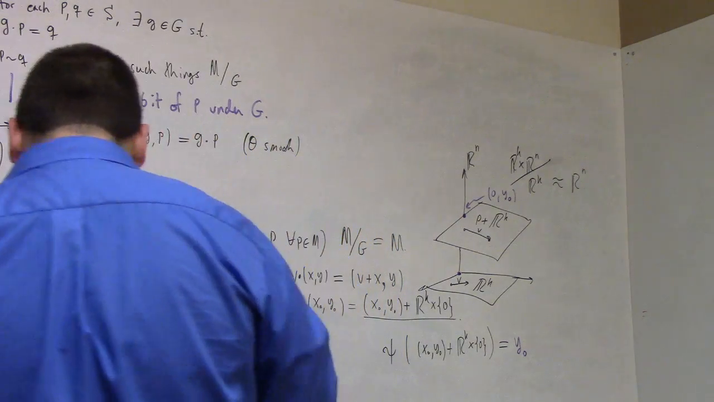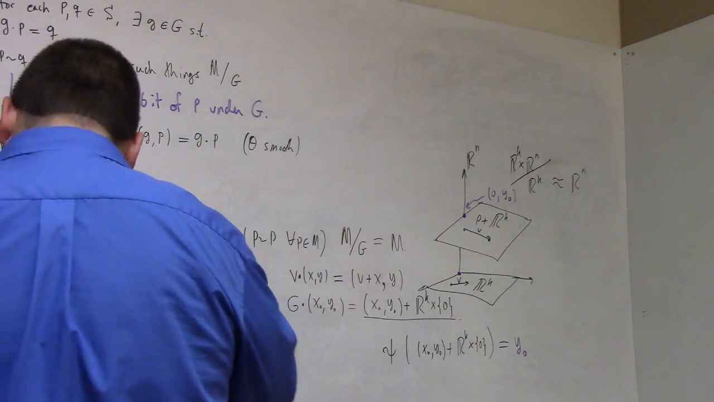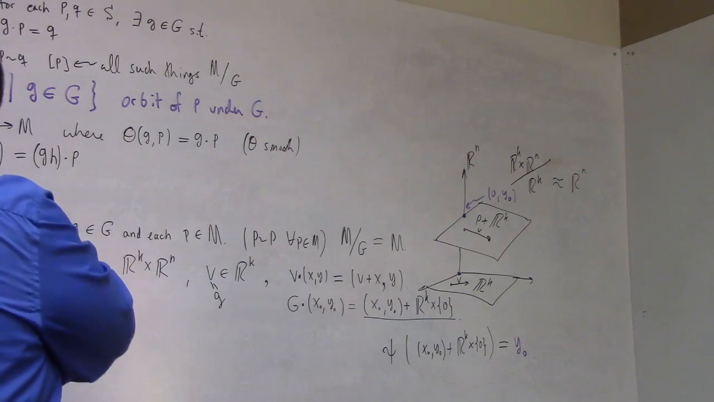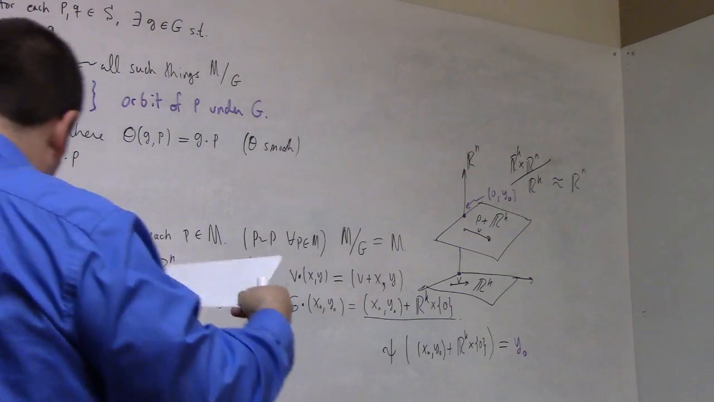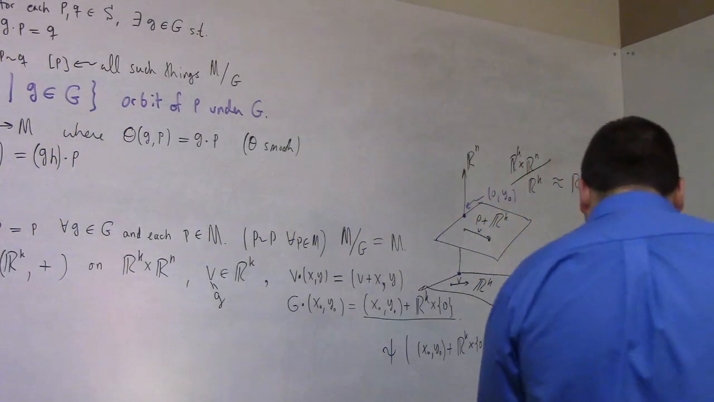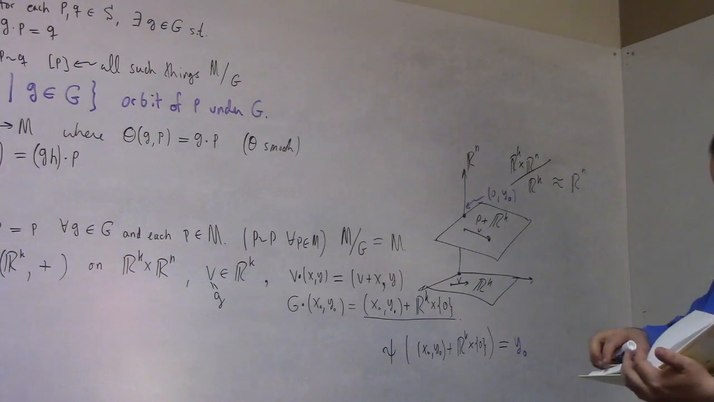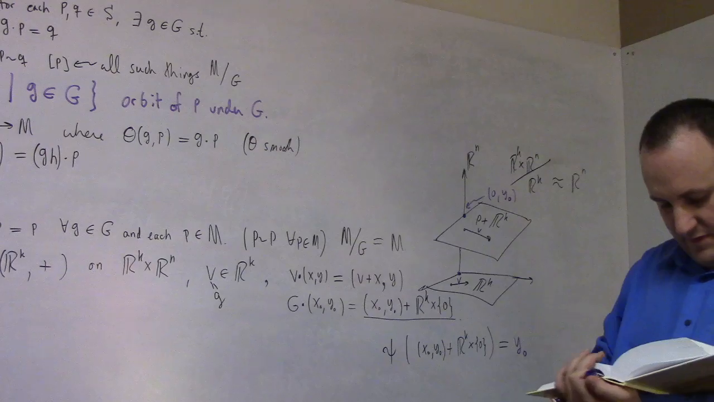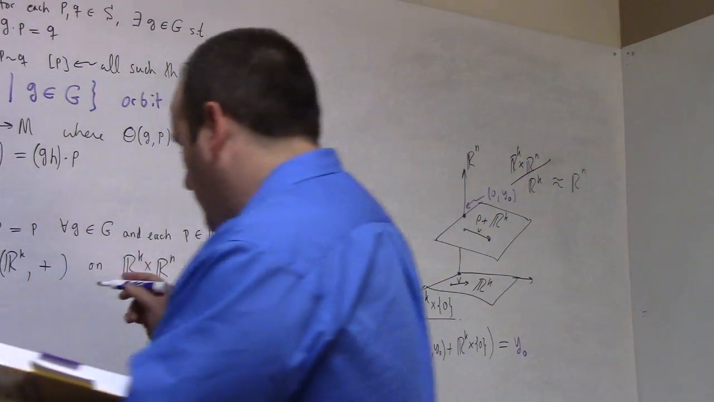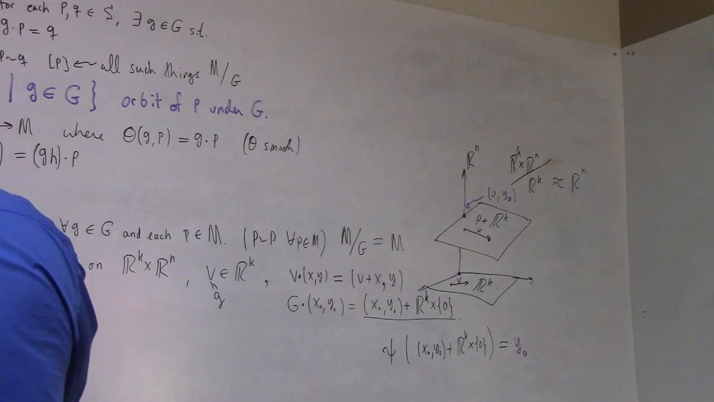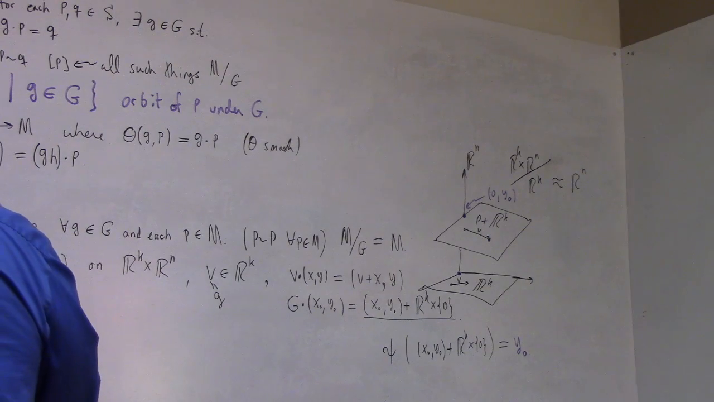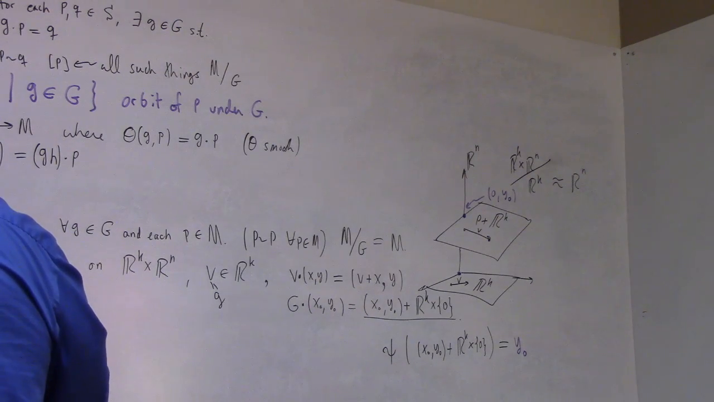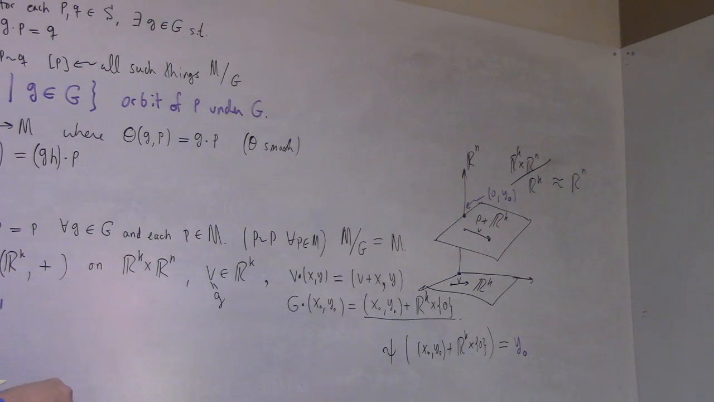So he says you can look at the circle group acting on the plane. He calls it S^1. He's got a double blackboard S.